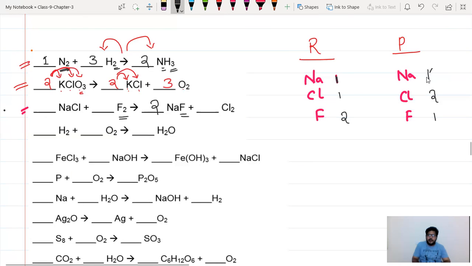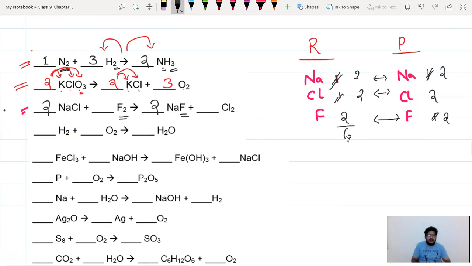Now product side, how many sodiums? 2 it has become. How many fluorines? It has become 2. Chlorine we didn't change, so it is 2. Here fluorines 2. Okay, fluorines got balanced. Now chlorine, sodium, what can we do? Simply we can put 2 in front of sodium chloride. Now sodium has become 2, chlorine has become 2. Now sodium balanced, chlorine balanced, fluorine balanced, everything is balanced.